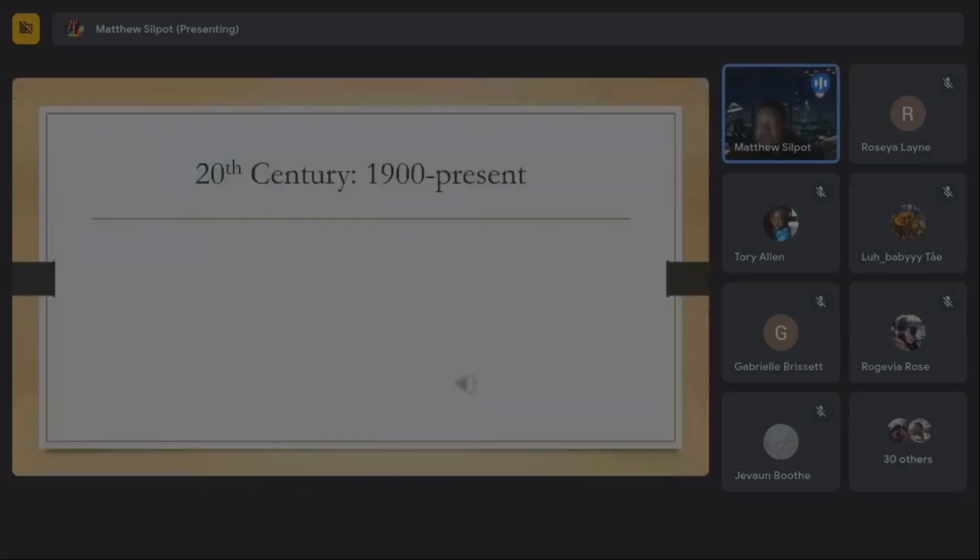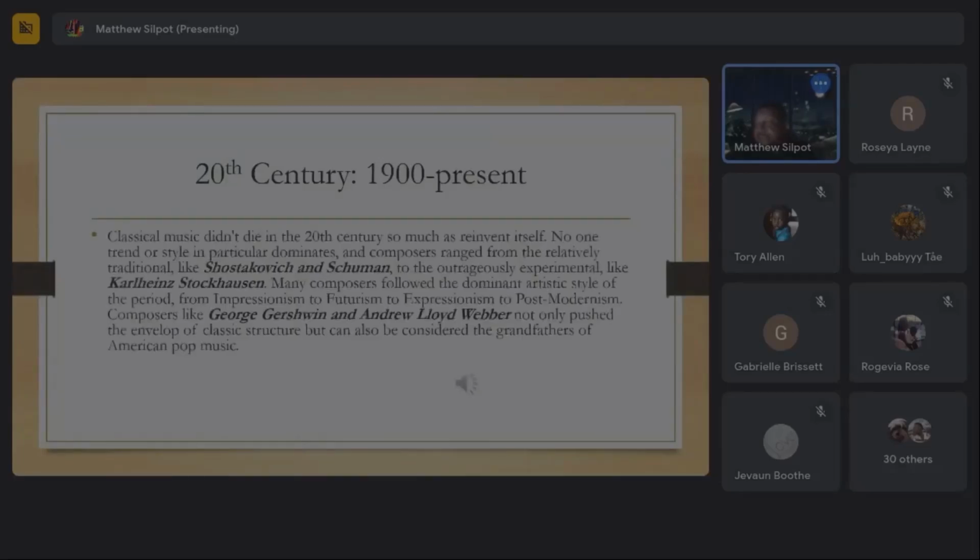And next up, we have our 20th century music. So that was from the 1900s to where we are now. And what happened within this particular period? No one trend or style in particular dominates. Composers range from the relatively traditional. So these names, Shostakovich and Schumann, and then we have Stockhausen. So these are some of the names.